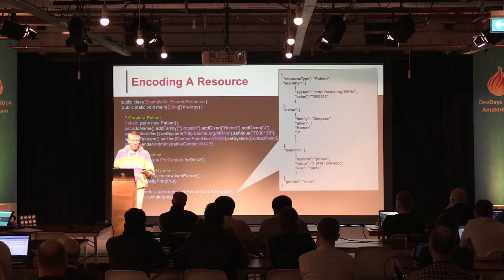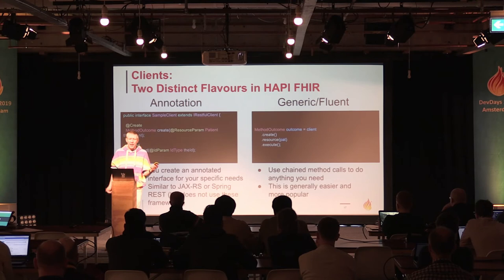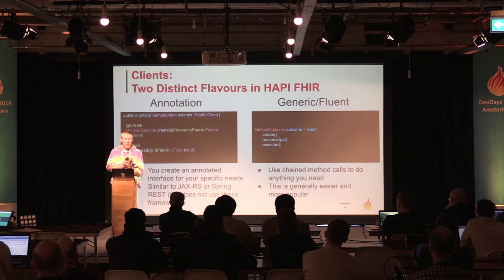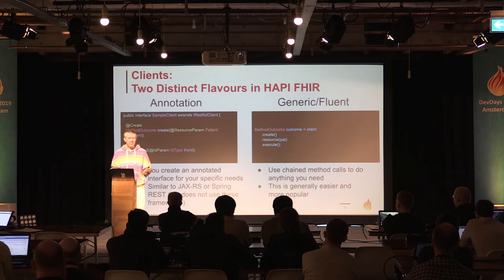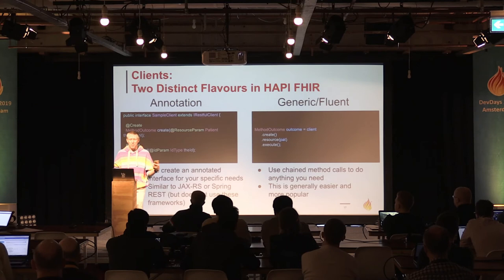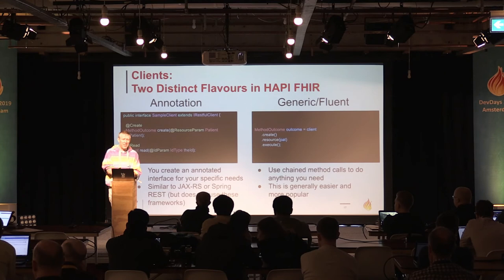I'm going to jump into the client now for a moment. I will point out that the HAPI FHIR framework has multiple ways of doing almost everything. It has just become this expansive framework over the years. There are two types of clients, because there's two types of everything in this framework. There's this thing we call the annotation framework, which is a concept I think people will find fairly familiar if you've used other frameworks in Java. It uses annotations to declaratively state what your client is going to do.